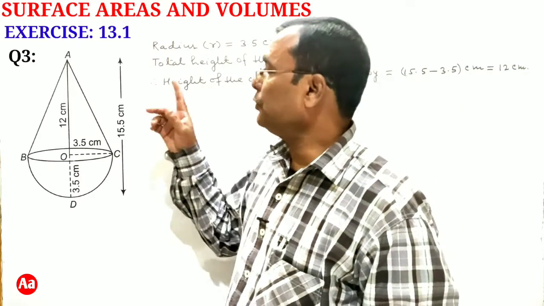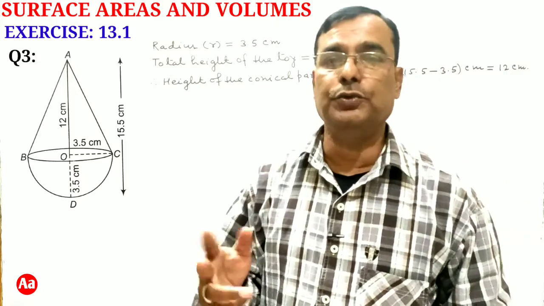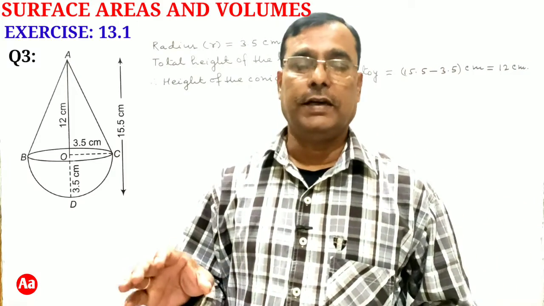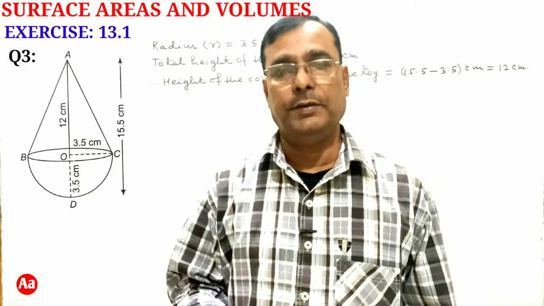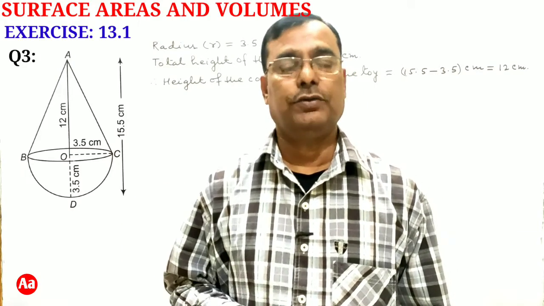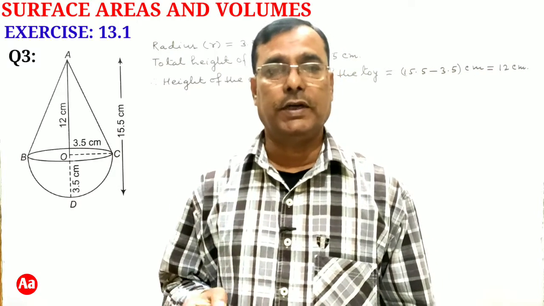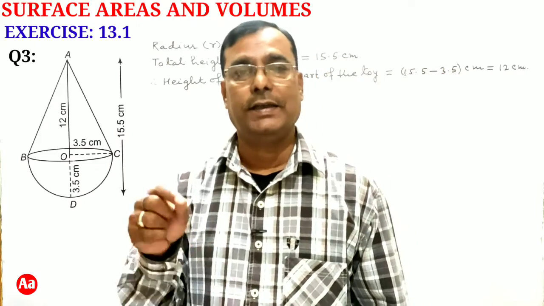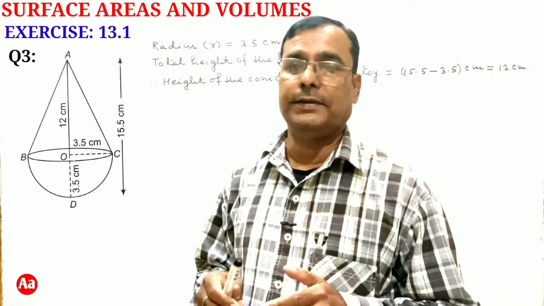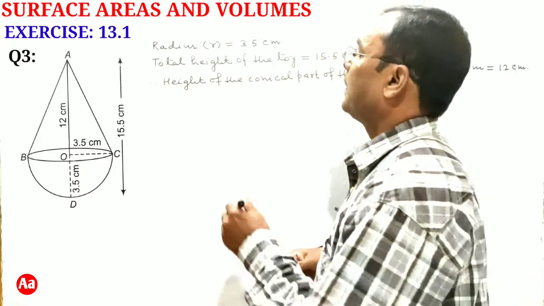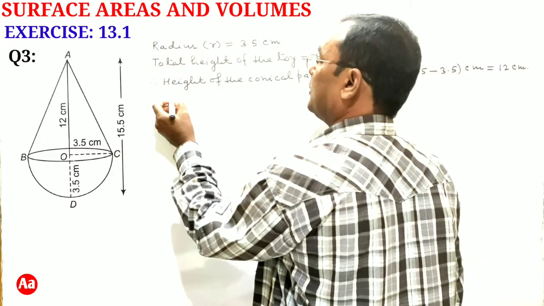We have to find total surface area of this toy, that we will calculate in two parts. Surface area of conical part plus surface area of hemispherical part of the toy, and to calculate surface area of conical part of the toy we need slant height L. So let's first calculate slant height of the conical part of the toy using this formula.